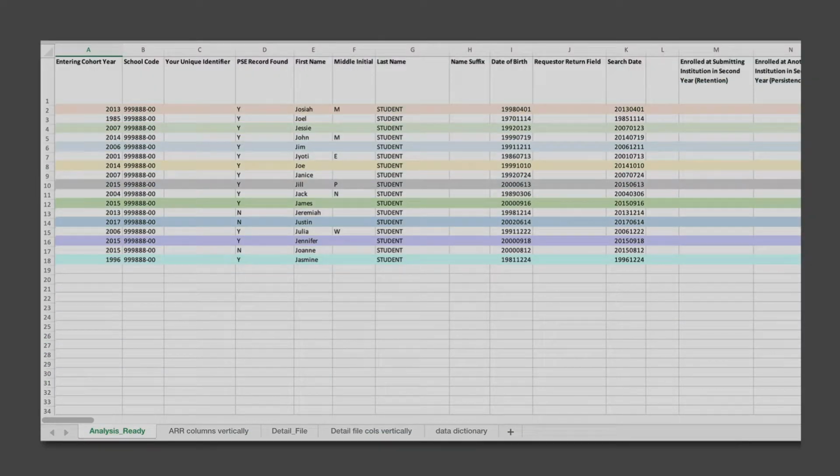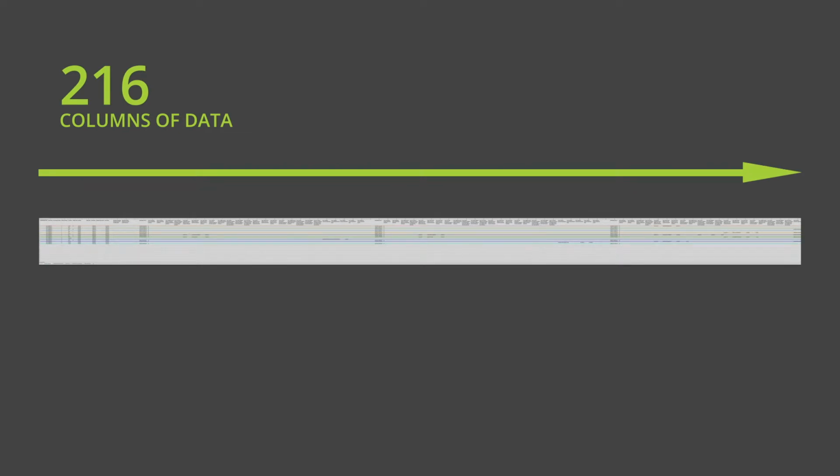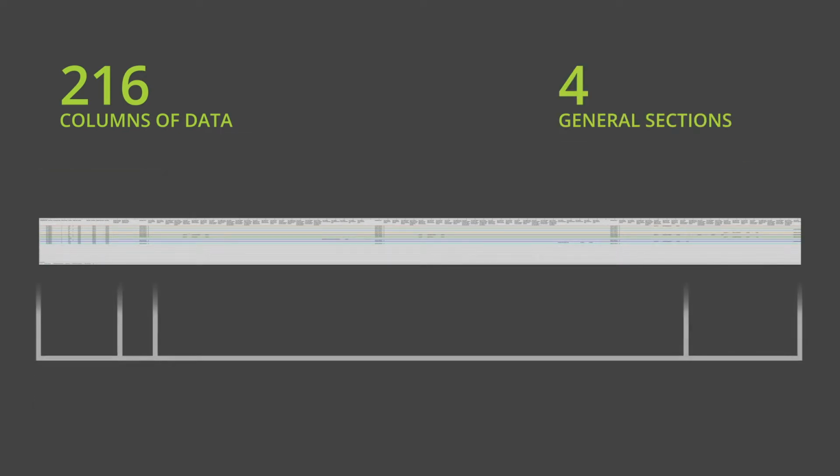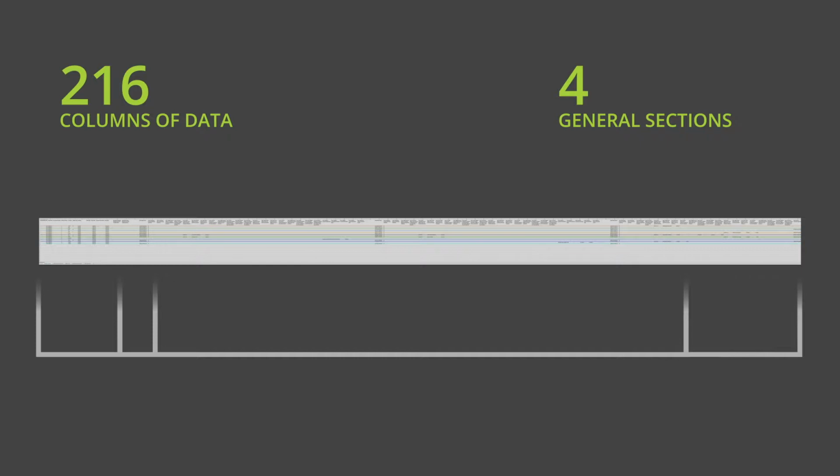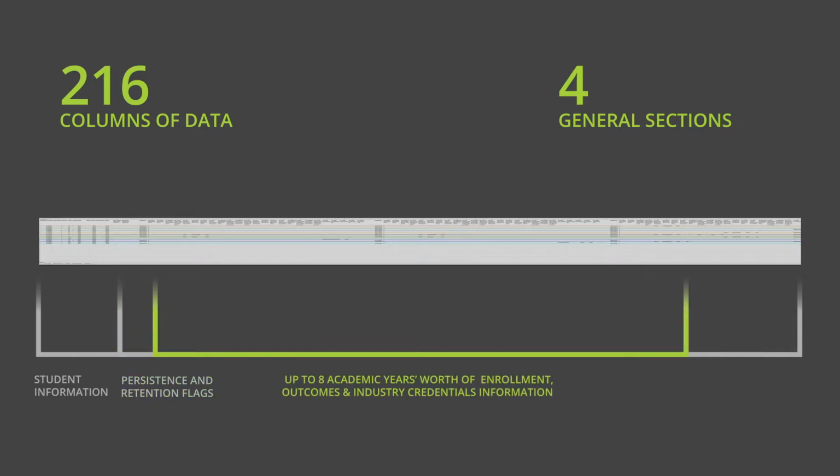The Analysis Ready report has 216 columns of data that can be categorized into 4 general sections: student information, persistence and retention flags, up to 8 academic years worth of enrollment, outcomes, and, where applicable and available, industry credentials information, and cumulative enrollment and outcomes information.